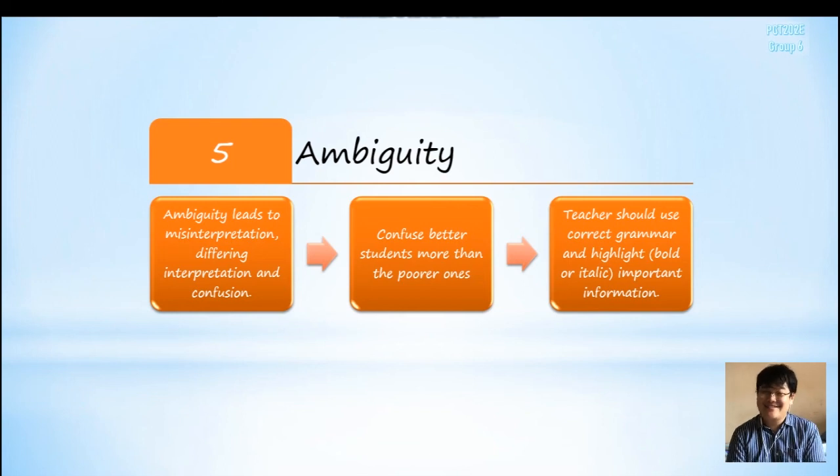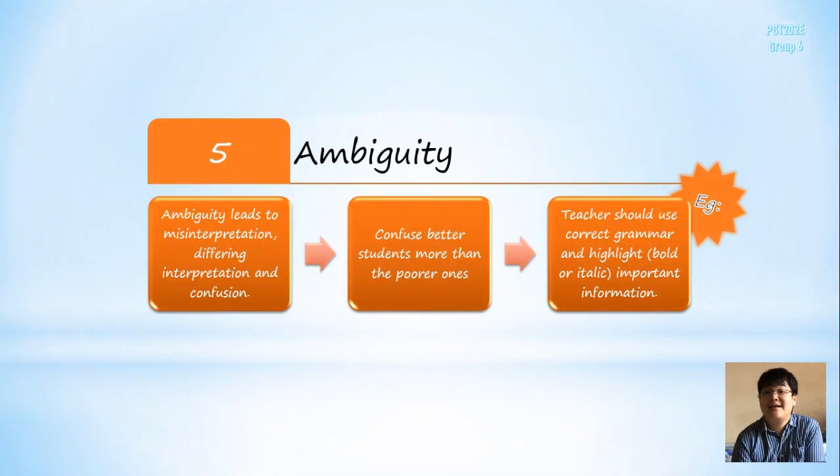Okay, so to make sure that the statement is not ambiguous, teachers should use correct grammar and highlight. Maybe they can bold or italicize the important information such as values, data, equations, diagrams. Everything that is important, they should put a highlight on it.